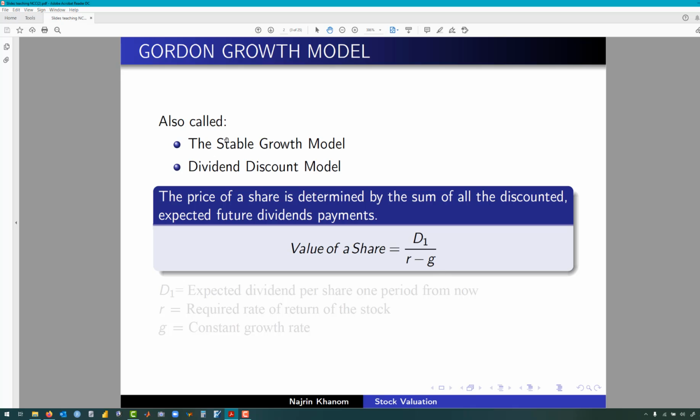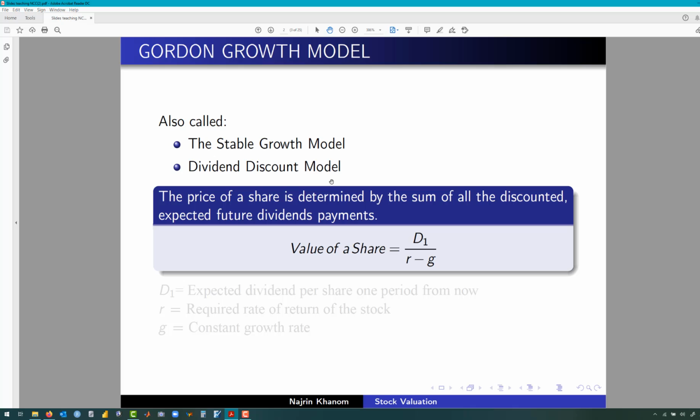If you're familiar with the Gordon growth model, you know that it is used to determine the price of a stock by adding all the future discounted dividend payments. So it takes all the future dividends, discounts them, brings it back to today, and adds it up. So that's a form of a dividend discount model.